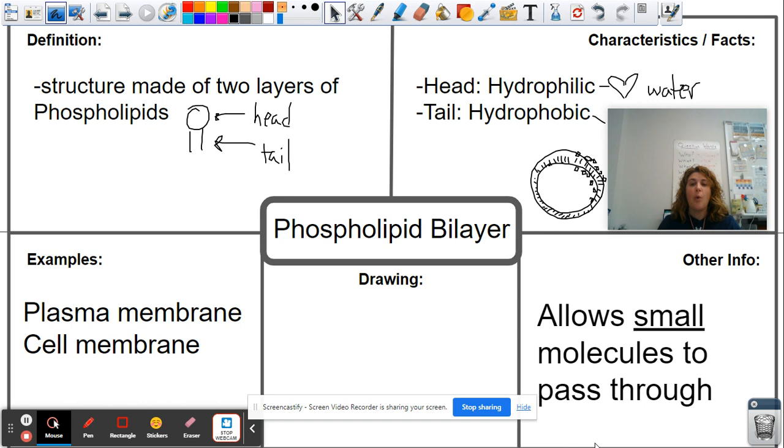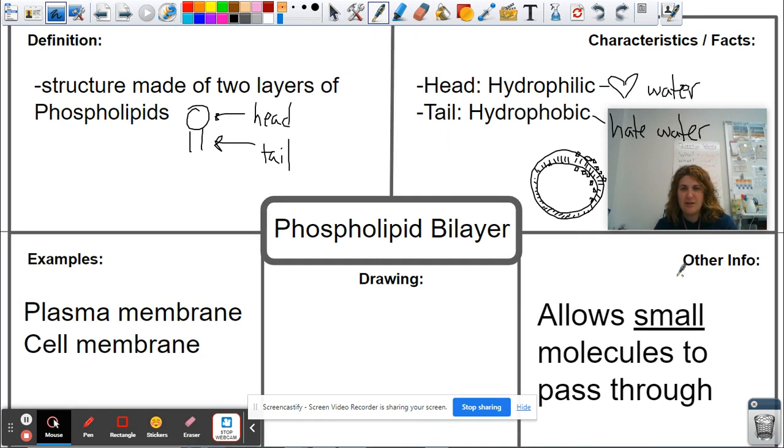It does allow small molecules to pass through. So even though these phospholipids are all right up next to each other, all those heads are super connected. I even draw them overlapping. That's not exactly right. And the tails are in the middle. If it's a really teeny tiny molecule like oxygen, that can just go right through the membrane. If it's bigger, it's not going to be able to do that.